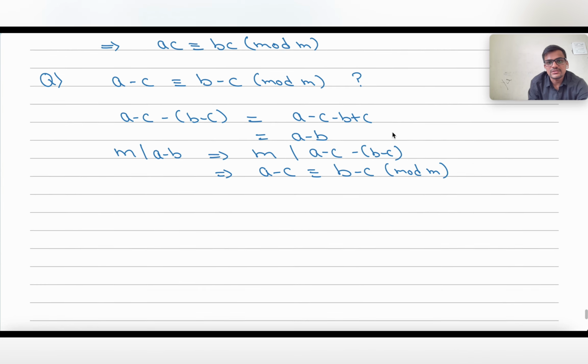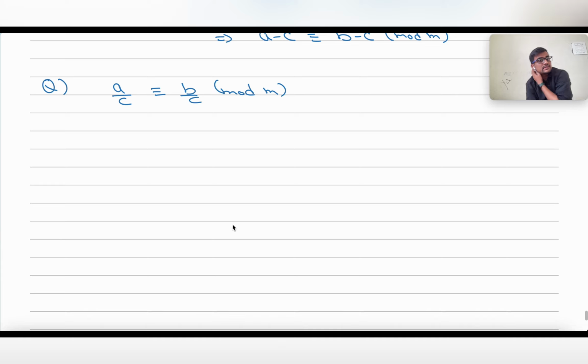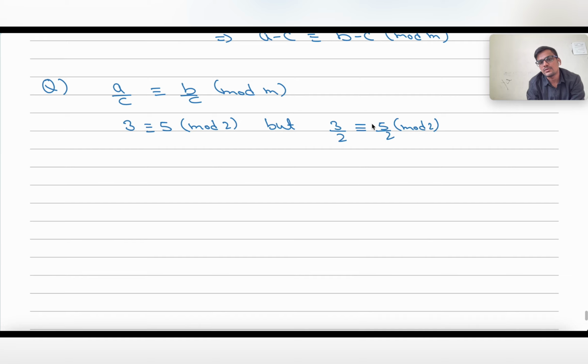So now the next question. So this is true. Now the next question: A by C is congruent to B by C modulo M. Can we say like this? So let's take an example. 3 is congruent to 5 modulo 2. But 3 by 2 is not congruent to 5 by 2 modulo 2.